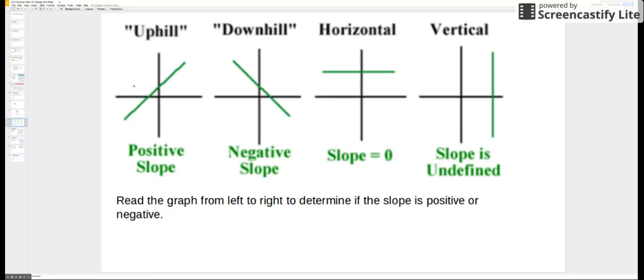So these are what you should know. If you have a positive slope, you read the graph from left to right. From left to right, it rises or goes uphill. A negative slope, from left to right, it falls, so it goes downhill. Horizontal just goes straight across, and that's 0. And then vertical, up and down, slope is undefined. So again, if you are confused on how to read these, just read the graph from left to right.